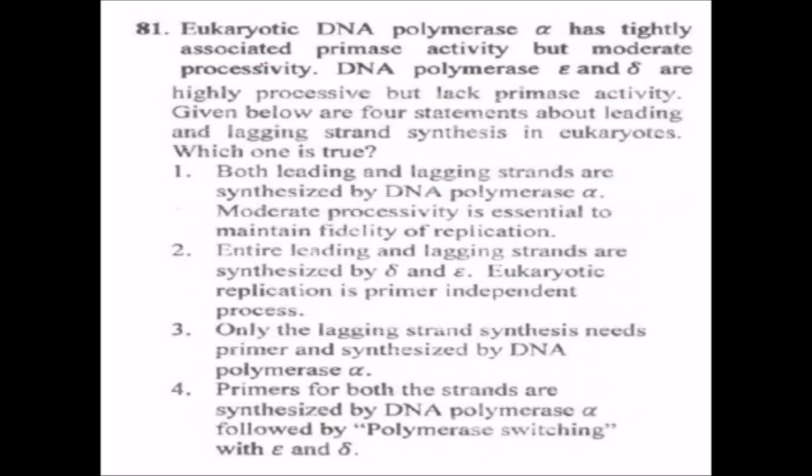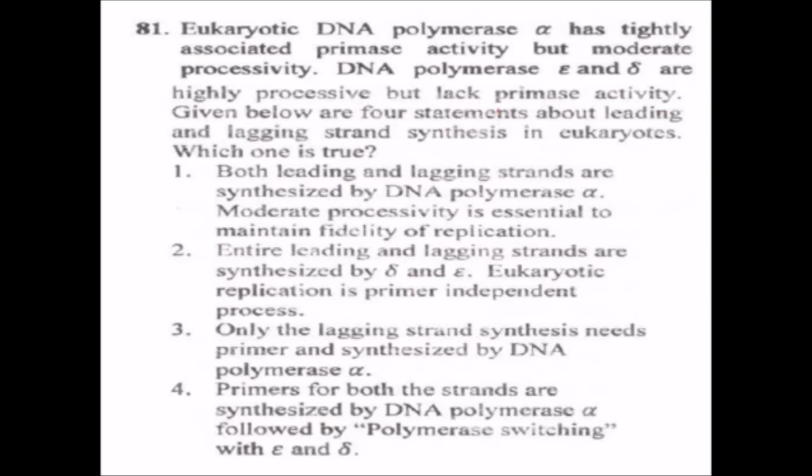Next question. Eukaryotic DNA polymerase alpha has tightly associated primase activity but moderate processivity. If there is moderate processivity, then there will be very short polymerization of DNA. So here polymerase alpha cannot go for the polymerization of the whole length of the DNA in case of eukaryotes. Next point is that DNA polymerase epsilon and delta are highly processive but lack primase activity.